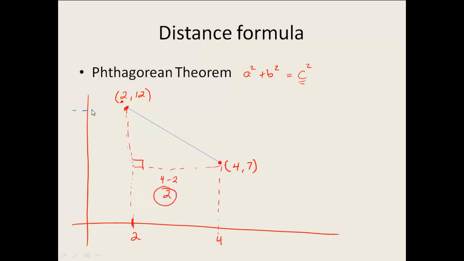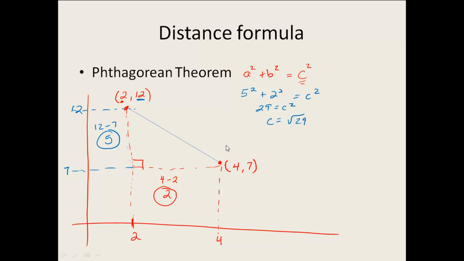Then I need to look at my y values. When I look at my y values, this top one lines up with a 12. And this bottom one lines up with 7. So I need to take my 12 minus 7 in order to get my side length, and I find that it's a 5. So now I could use my Pythagorean theorem and do 5 squared plus 2 squared equals c squared. And I would end up getting 29 equals c squared, so my side length is the square root of 29.